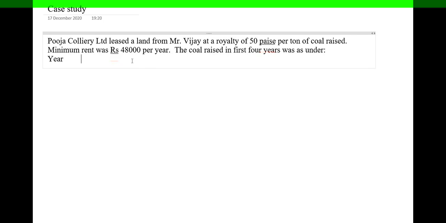So here, output in tons. So 2015 we have got 40,000 tons. 2016 we have got 1 lakh. Then 2017 we have got 80,000. Then 2018 we have 1,20,000.